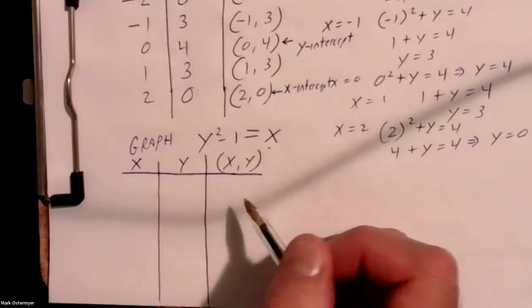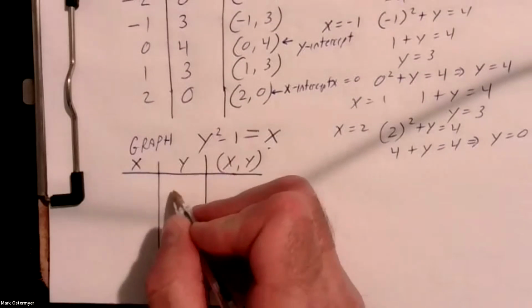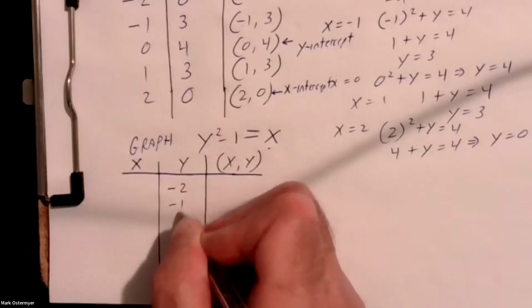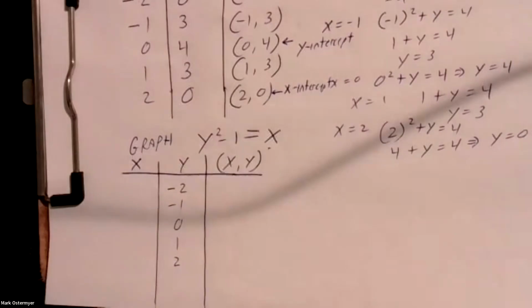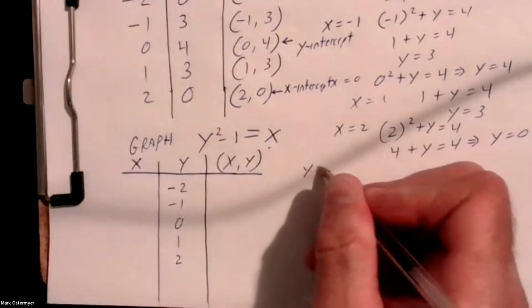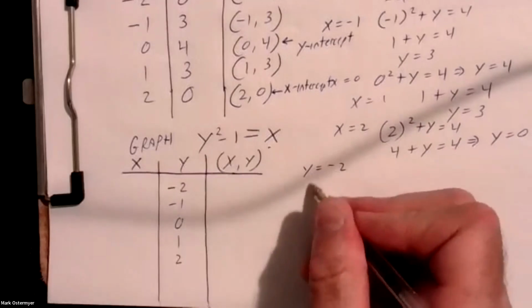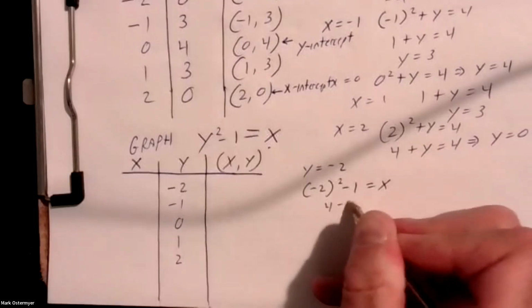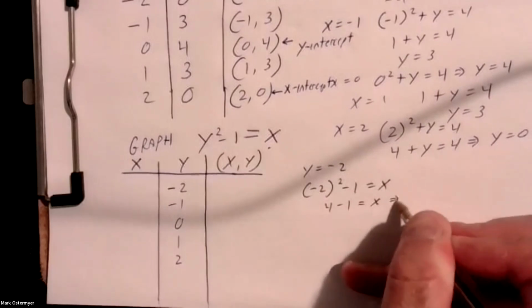So why don't we choose values for y here? All right, let's choose like, I don't know, maybe -2, -1, 0, 1, 2. Let's choose those values for y. Now we have to compute what x would be. So if y is equal to -2, I'll plug -2 in for y, and then we're going to solve for x. So we'll have 4 minus 1 is equal to x, which implies x equals 3.